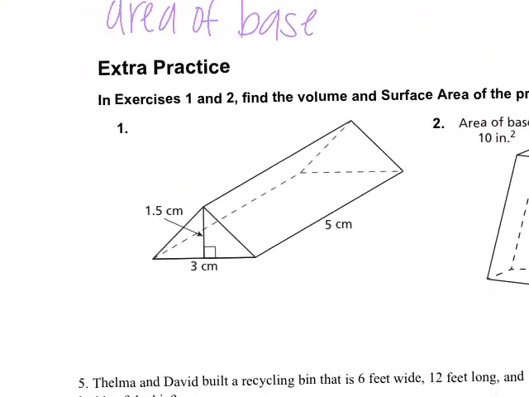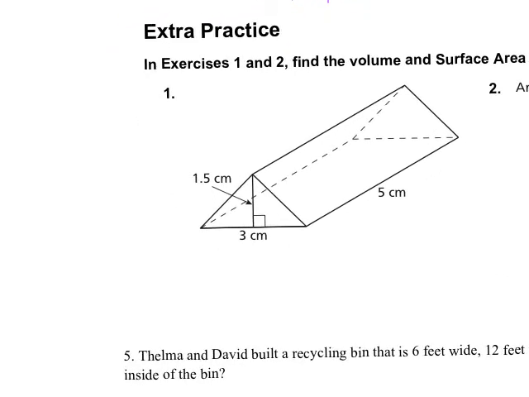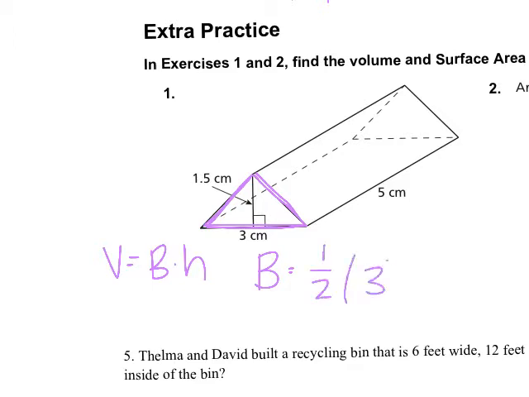All right. So we are going to find the volume and the surface area of this prism here. So volume is equal to what again? Good, area of the base times the height. So in this case, we would need to find the area of this triangle. The area of the base of this triangle is 1/2 base times height, yes? So what is that? 2.25? Okay. So there's our base.